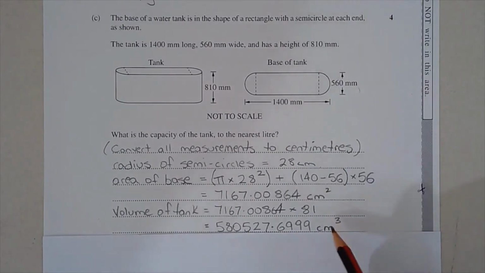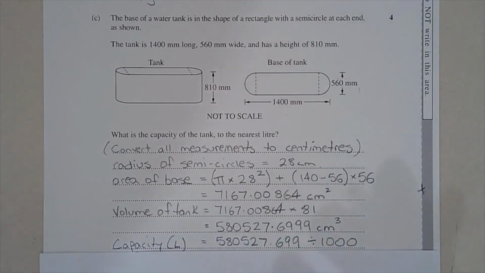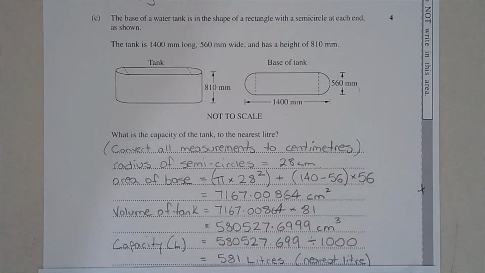Now cubic centimeters is equivalent to milliliters. So in fact, I could just cross out the cm cubed and write ml in its place, since 1 cubic centimeter equals 1 milliliter. So to convert that then into liters, the unit of capacity here, we're going to divide this figure by 1,000, and that gives us 581 liters, correct to the nearest liter.